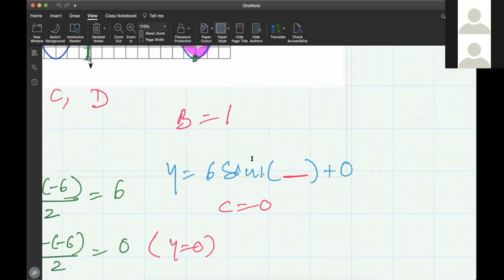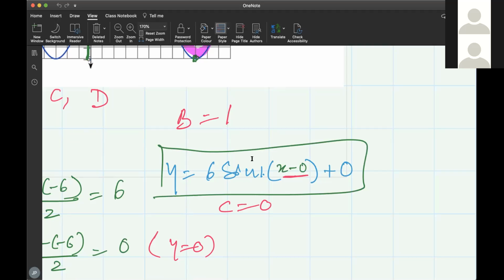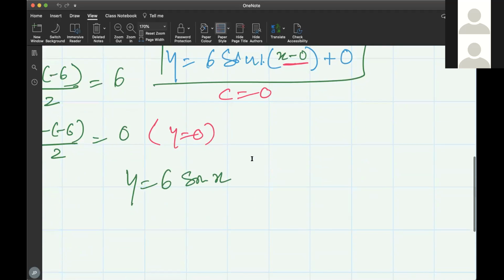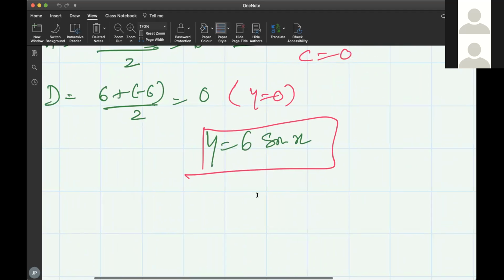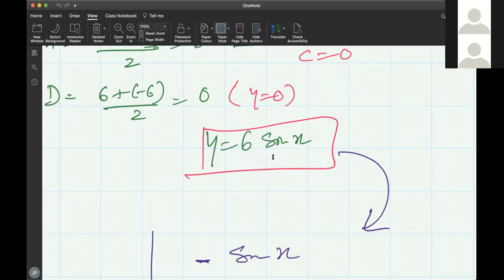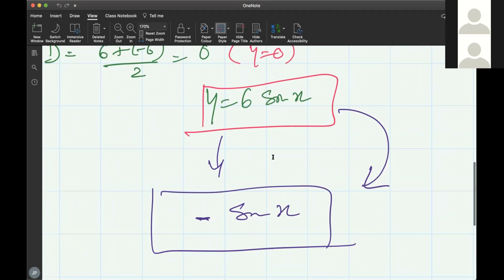So I can write it as x minus zero, which means our graph is y equals 6 sine x. You don't even have to write down the zero. That is our answer. But let's take it a bit further. Let's push it. How do I write this same graph with a reflected sine? That would be the challenge.